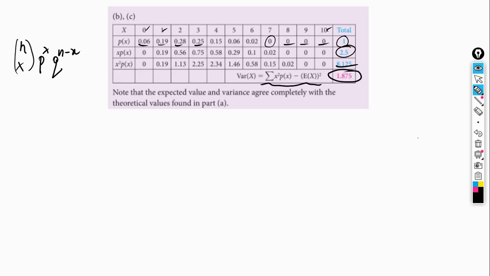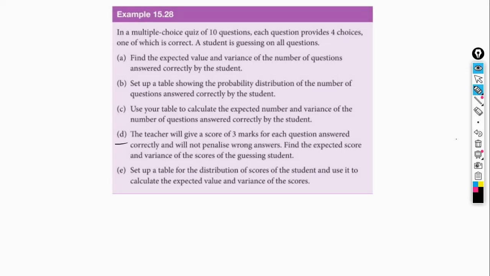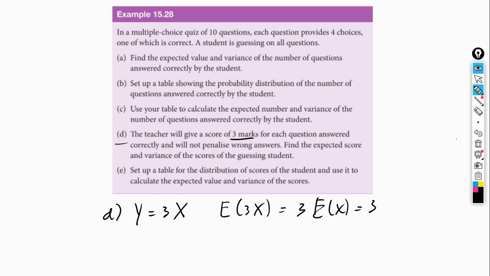So now let's take a look at D. For part D, it says, the teacher will give a score of 3 marks for each question answered correctly and will not penalize wrong answers. Find the expected score and variance of the scores of the guessing student. So in other words, this event y is equal to 3 times x. So the expected value of 3 times x is going to be 3 times the expected value of x. So 3 times 2.5, and this is 7.5.